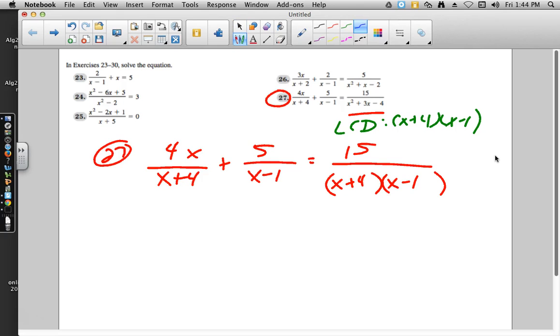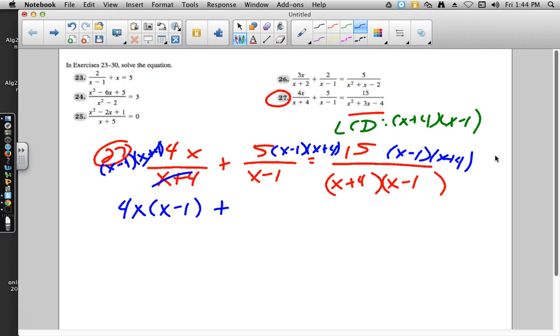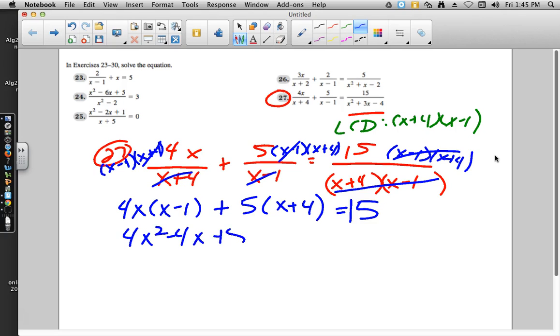So now we would multiply each of these terms by that LCD of x minus 1 times x plus 4. And in the first one, the x plus 4's are going to cancel out. So we'll have 4x times the quantity x minus 1. In the second one, the x minus 1's will cancel out. So we will have 5 times x plus 4. And for the last one on the right-hand side, both of them are going to cancel out, so we're going to get 15. Distributing, we get 4x squared minus 4x plus 5x plus 20 equals 15.